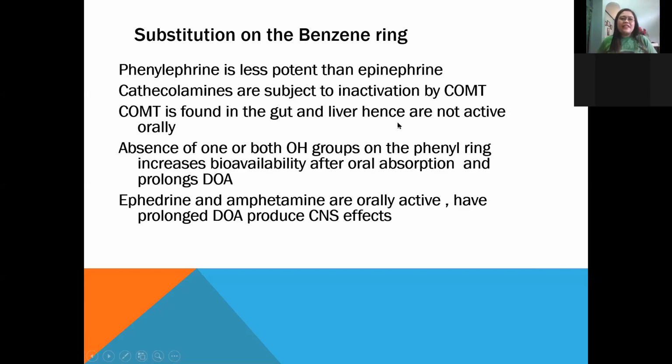So yesterday we ended here on substitution on the benzene ring. Remember, we started talking about adrenergic agonists. Do not forget, a little review only, that the major neurotransmitter for this system is norepinephrine. Though during stress, norepinephrine can be converted to epinephrine, which is also called adrenaline. Now, the parent compound for all our sympathomimetics is phenylethylamine.